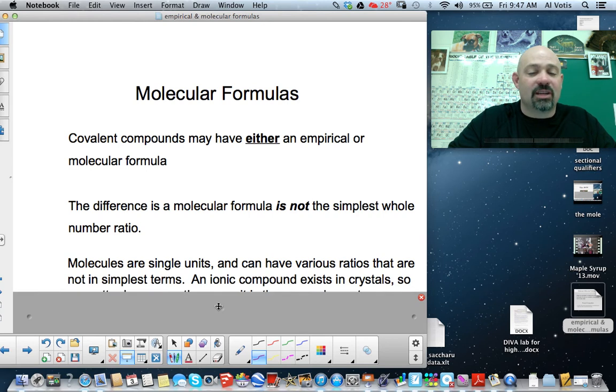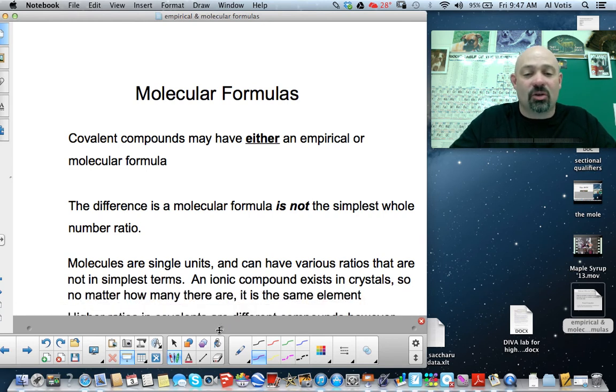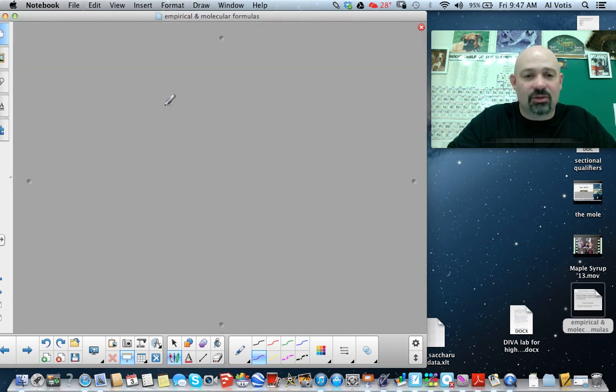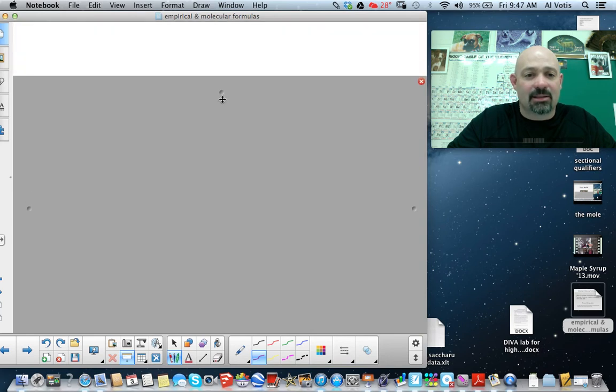Okay, so molecules are single units, and a different ratio, or the same ratio but a different number of atoms, is a different molecule. It's a different compound completely. So that's basically the biggest thing. We can have a different ratio in our compounds, and it's going to be a different compound, which we'll see right here now. I'll show you what we mean by this case.